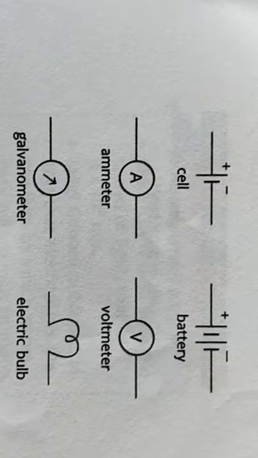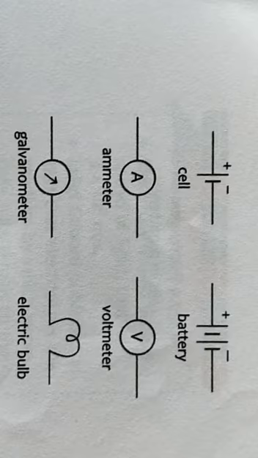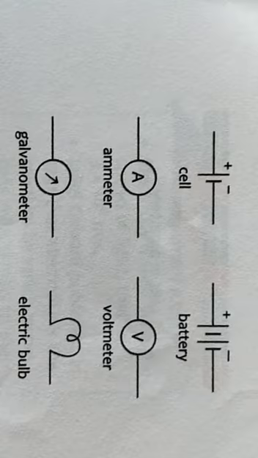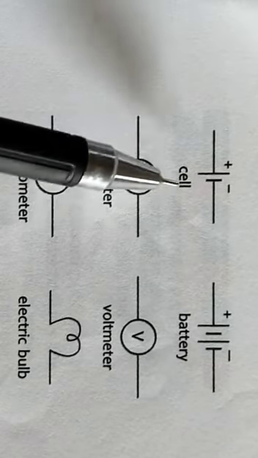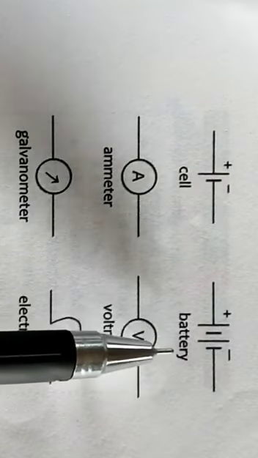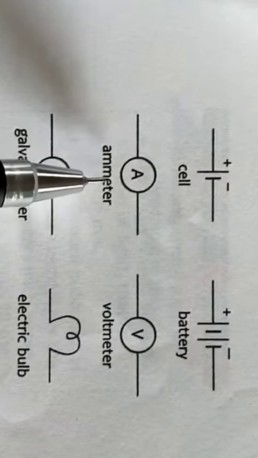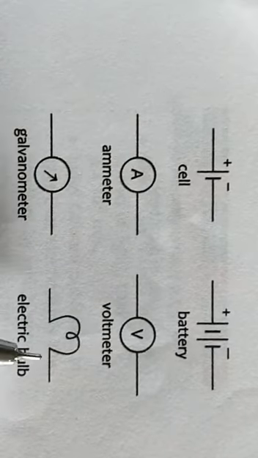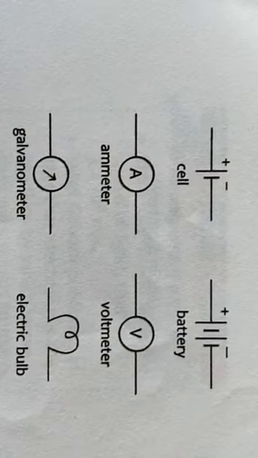In an electric circuit, each component of a circuit is represented by a unique symbol. Here you can see the cell is represented like this. When many cells are connected, this is the battery. This is the ammeter, this is the voltmeter, galvanometer, electric bulb. These are the different electrical symbols.